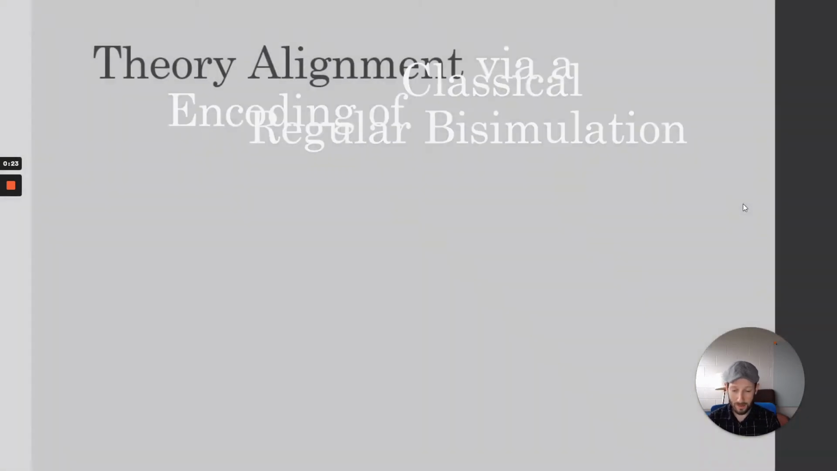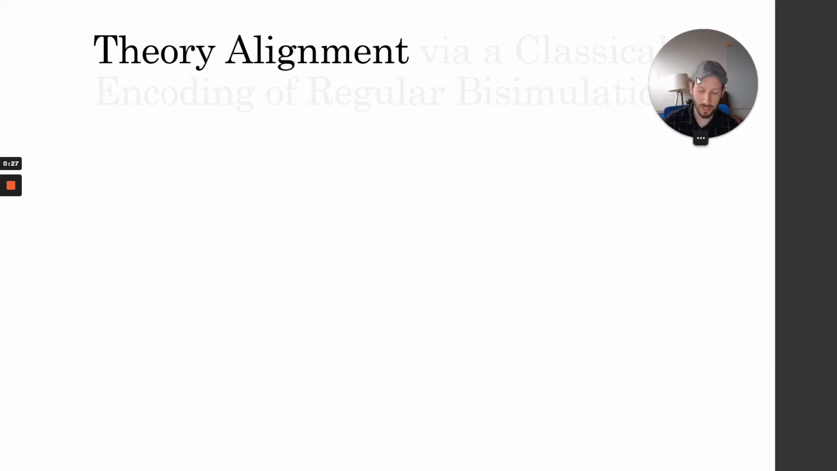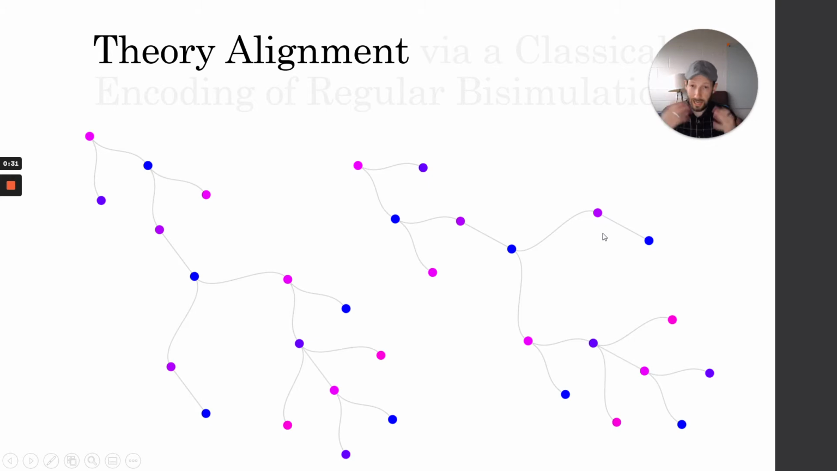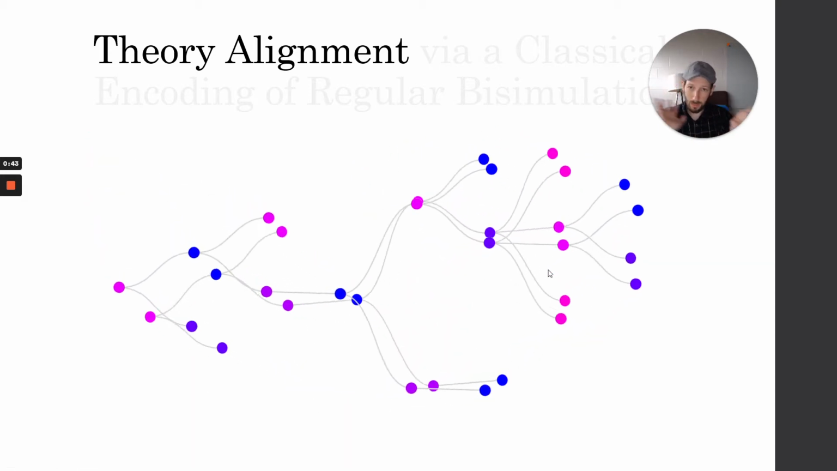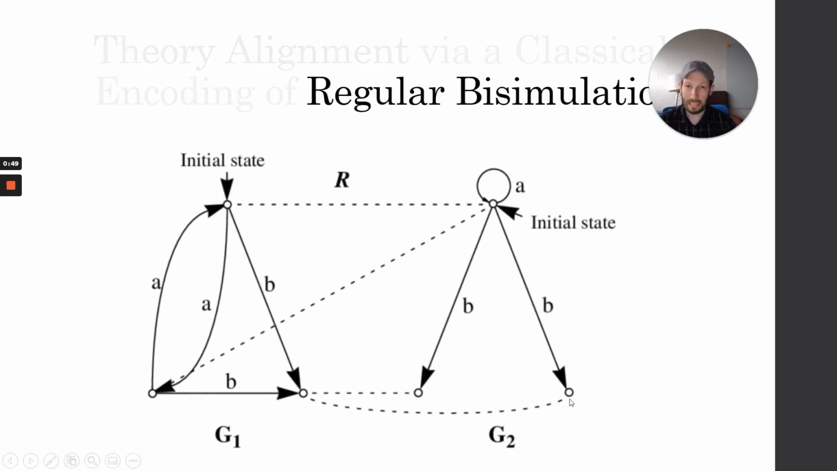So let's dive in and sort of pick this title apart. What do we mean by theory alignment and what's actually going on here? Well, the idea is that we're taking state representations, planning models, domain and problem files in PDDL, and we're trying to take a pair of them and align them to see if their state spaces coincide with one another, right? So we've got the two reachable state spaces, and we want to figure out, do they align in some sort of way? Now, the way we're going about this is to lean on a theoretical foundation of regular bisimulation.